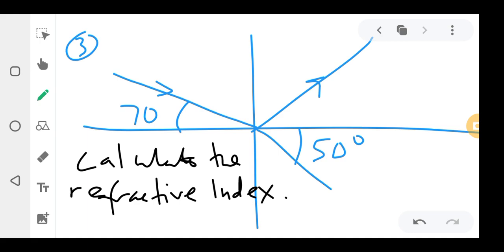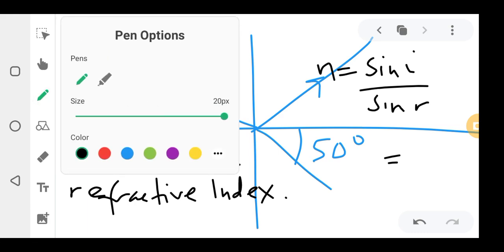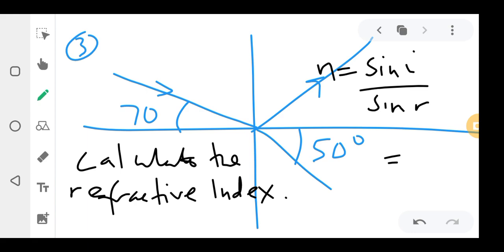So how do you calculate? The refractive index is equal to sine I over sine R. Which one do you pick? You always pick the angle that is near the normal. That's what we said. So which one is the normal? My normal is this one. Which angles are near the normal? Is it 70? No. The angle near the normal is this one, the one that's near the normal.